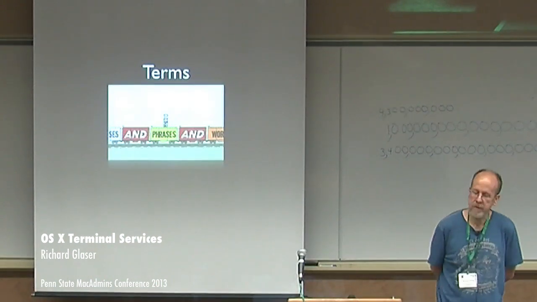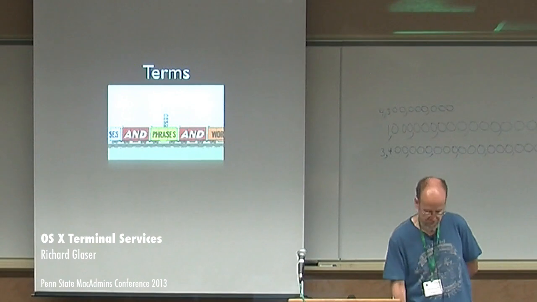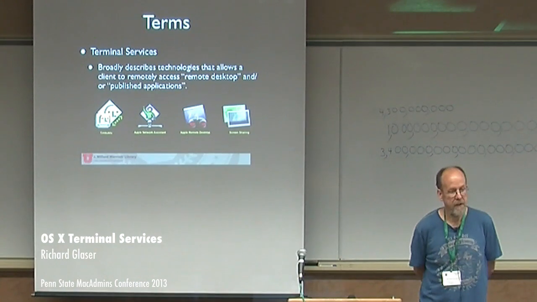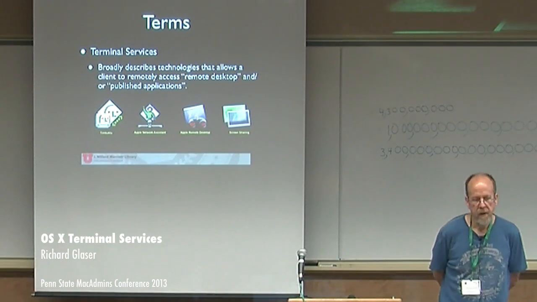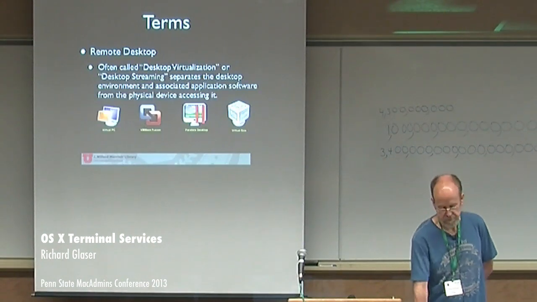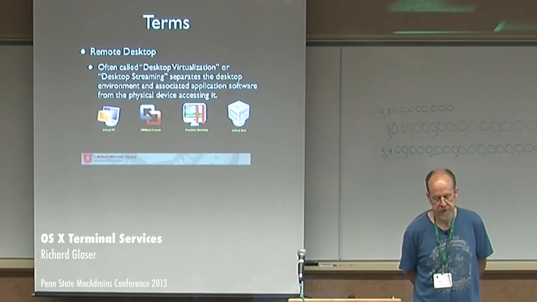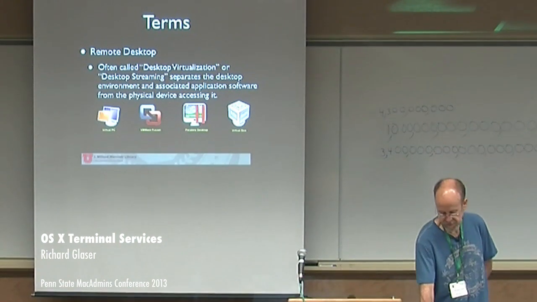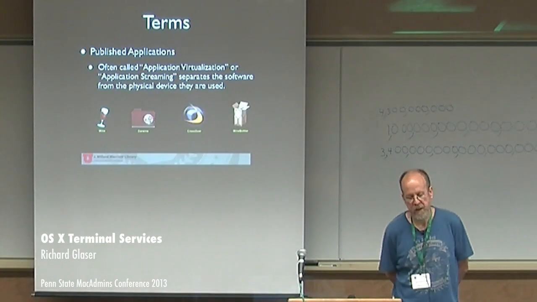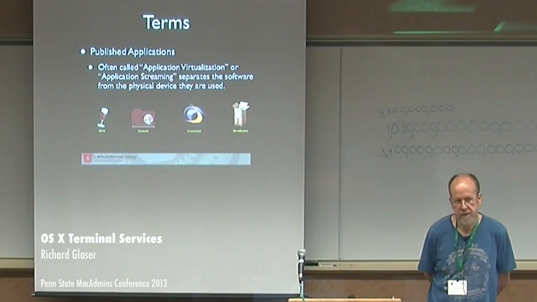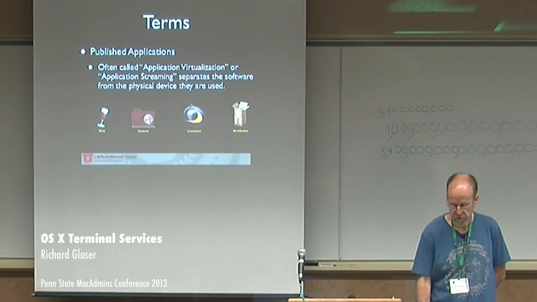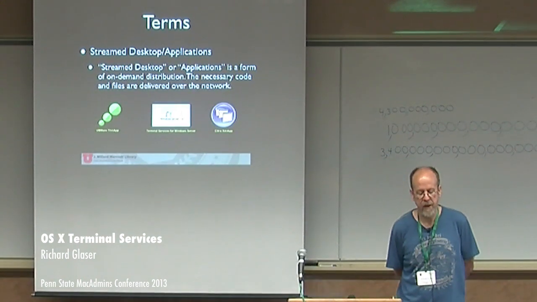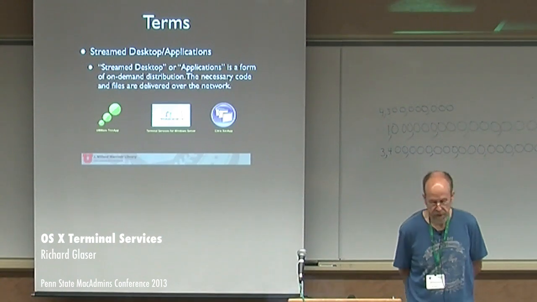First, I'm going to cover terms in regards to terminal services, just for people who maybe don't have a clue what it is. Terminal services basically broadly describe the technologies to allow you to remotely access remote desktop or published applications. Remote desktop or remote visualization basically separates the desktop environment and applications from the physical device accessing it. Published applications, or application virtualization or streaming, separates the physical device from the software it's accessing. A streamed desktop or application is basically a form of on-demand distribution where the necessary code is downloaded and delivered over the network.